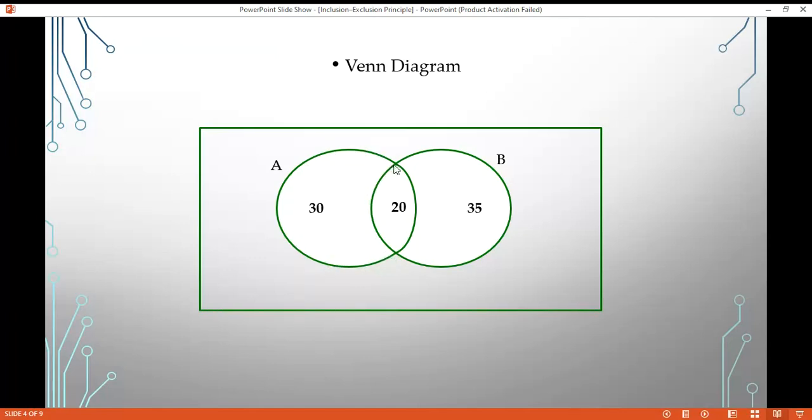So here how many students are only in list A? You have to subtract 30 minus 20, so you will get 10 students that are only in list A. And when we see B, total students in B is 35 and the common part is 20. So when we subtract 35 minus 20, the remaining 15 students are only in B. Clear? So that is how we can represent it by the Venn diagram.